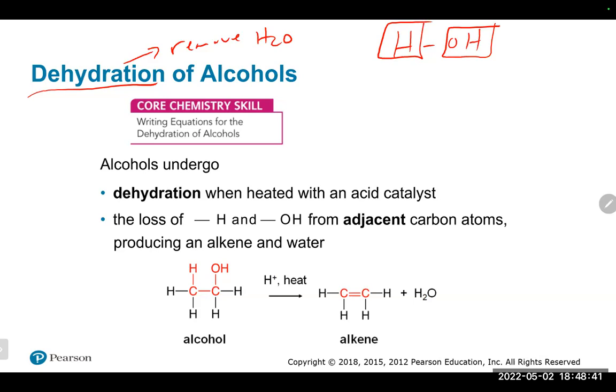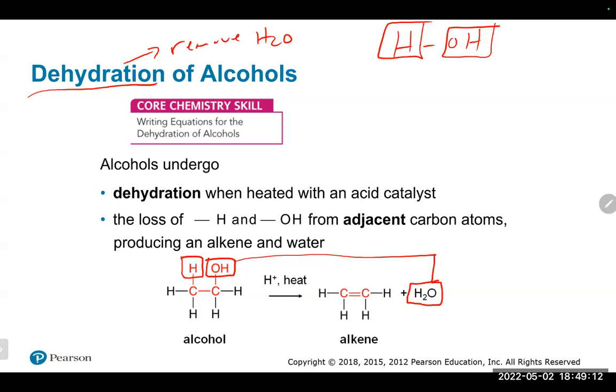The easiest way to figure out what's going off is that it is always going to be the OH that goes off, and then a hydrogen on a neighboring carbon. It can't be the same carbon, so it's got to be on the neighboring carbon. In this case, there's only one carbon to choose from, which is the one to the left. So these two are what the water is going to come from.